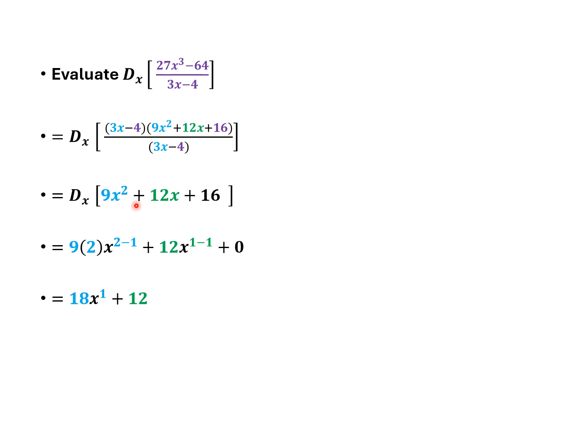Now I can differentiate, so it becomes 2 times 9, 2 minus 1. 1 times 12, 1 minus 1. The first derivative of a constant is 0. So 9 times 2 gives me 18. 2 minus 1 will give me 1. 1 minus 1 is the power 0, so x to the power 0 is 1. 1 times 12 simply stays 12. So that's just a short variation.